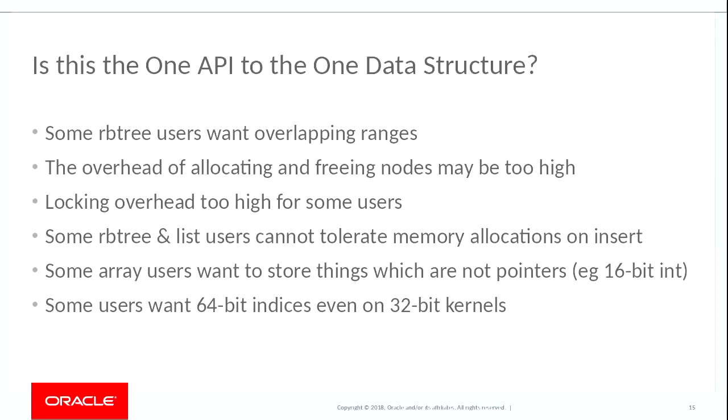Some users don't want to use RCU, don't need to use RCU in order to search the array. Some users can't tolerate memory allocations on insert. To use the red black tree, you don't need to do memory allocation on every insert, because the RB node is embedded within your data structure. And so some of them are just not written to tolerate memory allocations at that point, because if you're doing a GFP atomic allocation, that can fail. I mean, it's pretty rare, but it can happen.